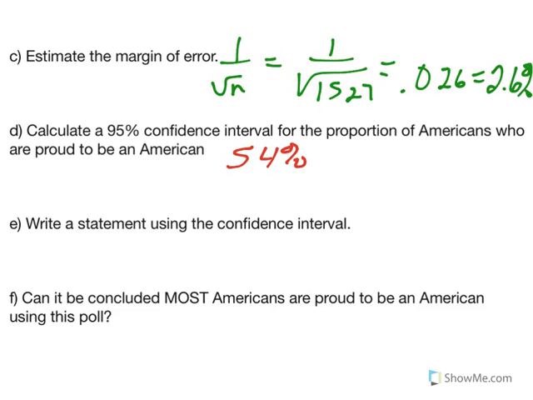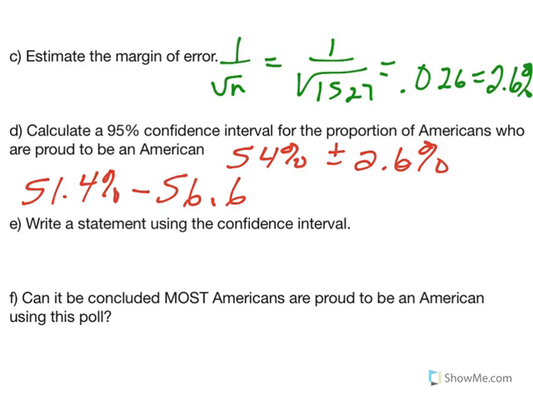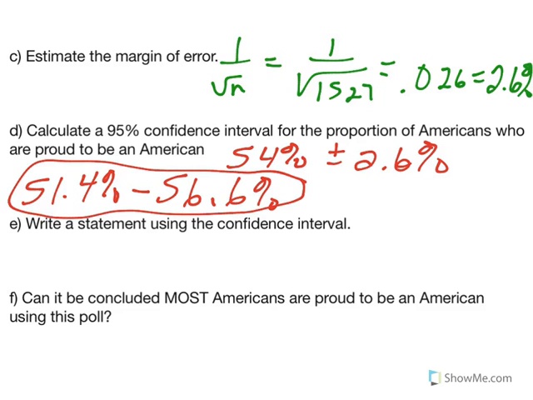Okay, so 54% plus or minus 2.6%. So again, you subtract to go to the left, which gives me 51.4%. And you go to the right, you add it, 56.6%. And here's my 95% confidence interval. So when I write my statement, I start with, we are 95% confident. Then I go to my interval.